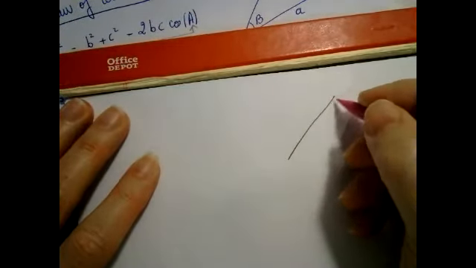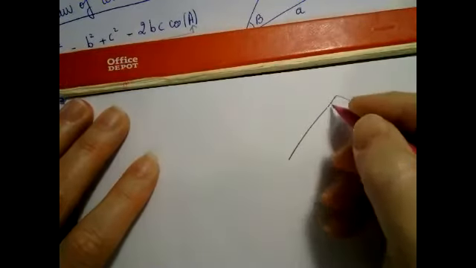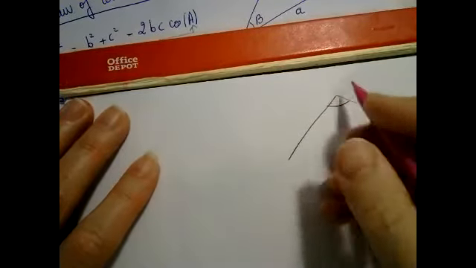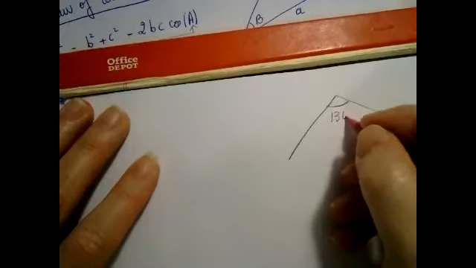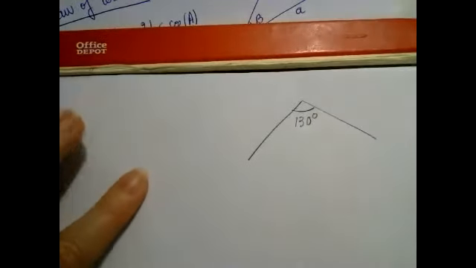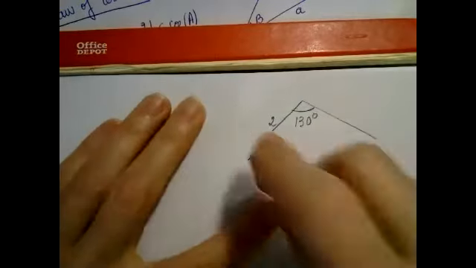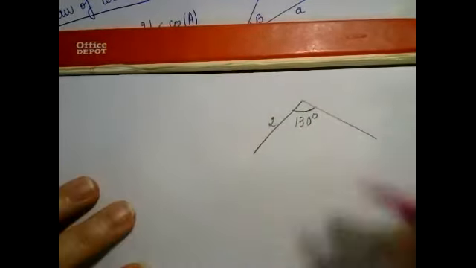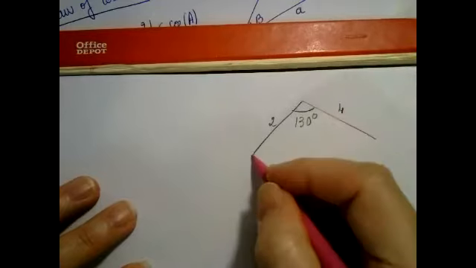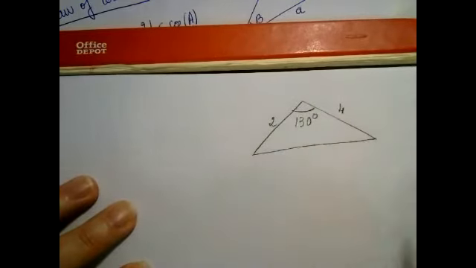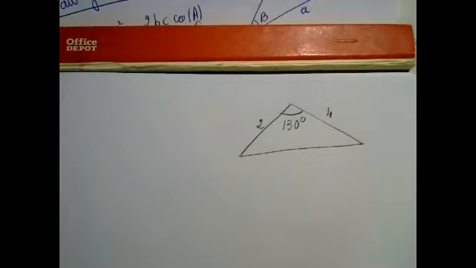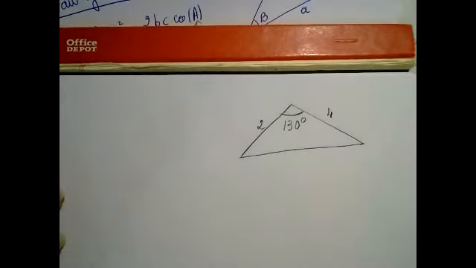So I want an angle here. Suppose this angle is 130 degrees. That's my angle. The length is 2 here, and the length is 4 here. And then I have my triangle. Okay, so that's the triangle I'm going to work with. So example number 1.